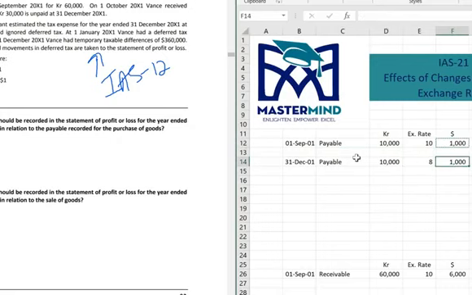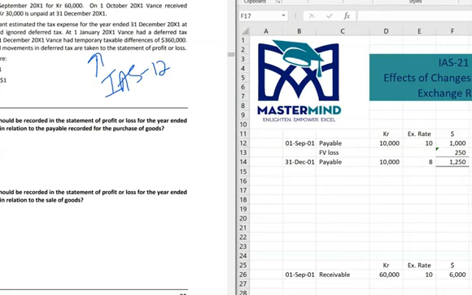Copy down the formula. Now your payable is $1,250. So there's a fair value loss of $250. All right, so you have a loss of $250. Your answer turns out to be C.